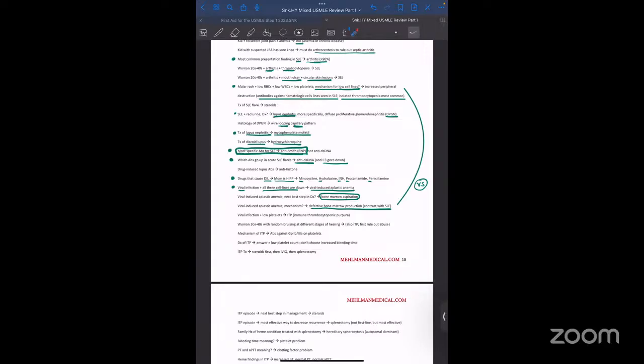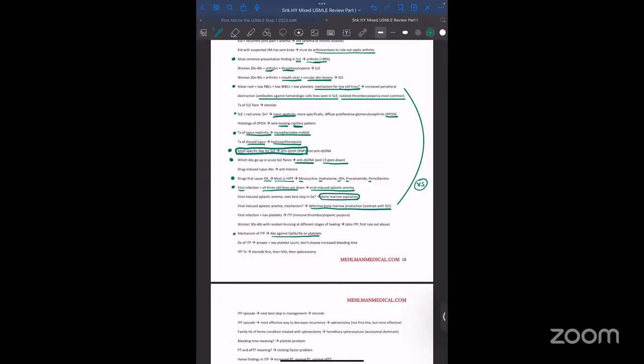Okay. Next, viral infection plus low platelets. Isolated low platelets is ITP, immune thrombocytopenic purpura. Labs will show isolated decreased thrombocytes. Women 30s to 40s with random bruising at different stages of healing: also ITP, but first rule out abuse. Mechanism of ITP is IgG antibodies against GP2B3A on platelets.